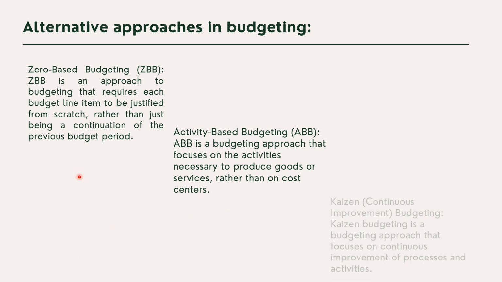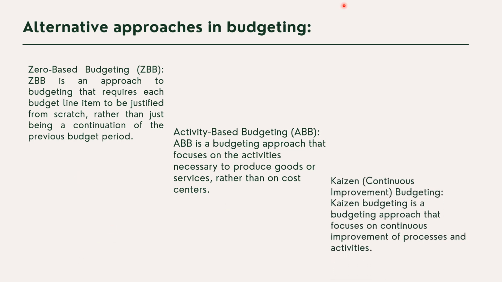Next approach, the last one that we are going to discuss is the Kaizen budgeting or the continuous improvement, wherein it focuses on continuous improvement of processes and activities. So, what does it look like? A firm using Kaizen budgeting prepares budgets based on the desired future operating processes for the budget period. So this is an improvement over the current operating processes rather than the continuation of the current practices as is often the case in traditional budgeting.